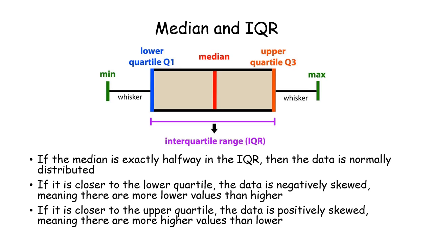If your median value is closer to the lower quartile than the upper quartile, you describe that as the data being negatively skewed, which means within your data there are more smaller values or lower values than higher values, and the opposite is also true. If your median value is closer to the upper quartile, we describe the data as being positively skewed, meaning that you have more higher values or higher numbers than lower numbers.